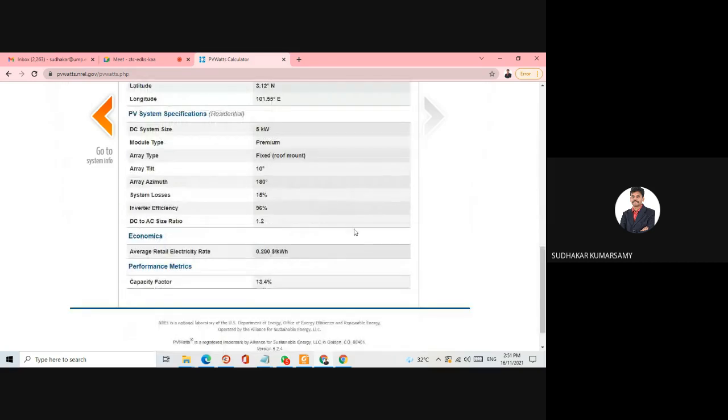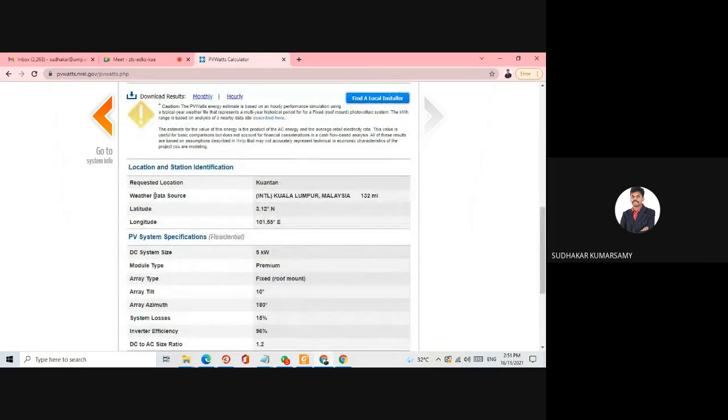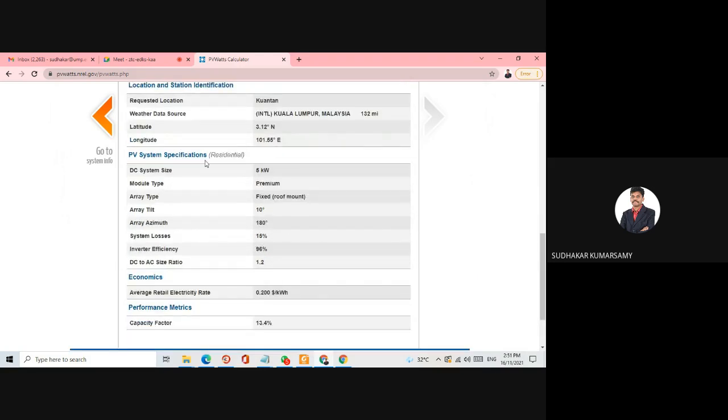So this is the summary of it. You will find the content. The weather data is taken from KL. Latitude, longitude is this. We have taken a residential building. We have chosen a 5 kilowatt system, a premium module, and the array type is fixed roof mounted type. The tilt angle is 10 degrees. Azimuth angle is 180 degrees.